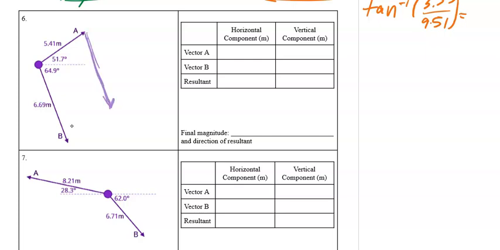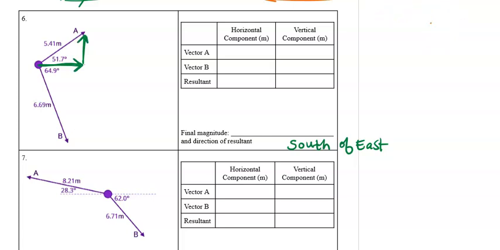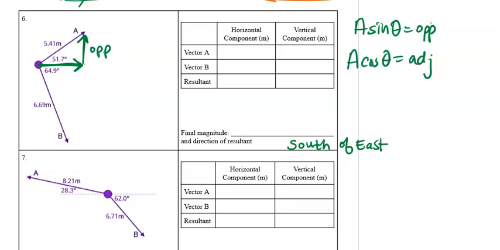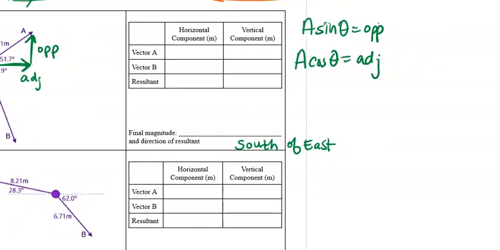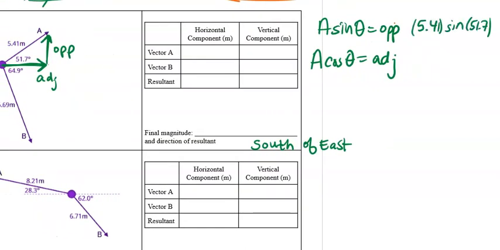In number 6, I'm going to do something similar. I'm just going to draw the resultant first. So I drew a parallelogram. My resultant is going to be south of east. Now I'm going to erase and look at each vector by itself. So first I'm going to break up A. So I have my opposite and adjacent side. I am using the 51.7 degrees.